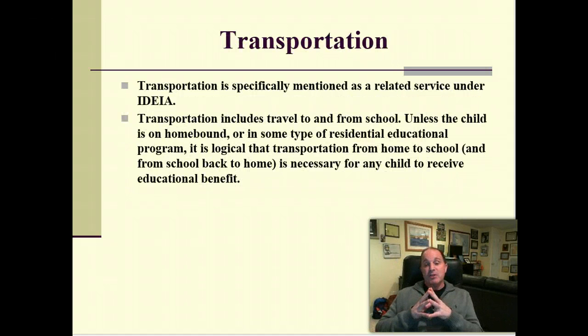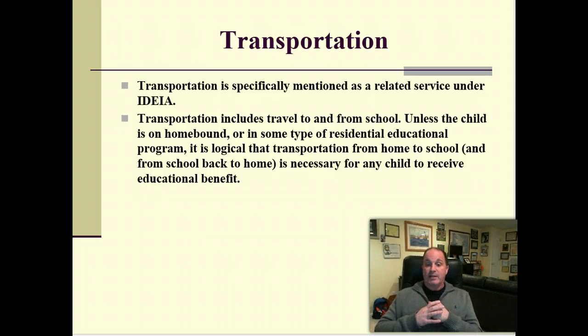And the first related service we're going to discuss is transportation. Transportation is specifically mentioned as a related service under the federal law. Transportation includes travel to and from school. And unless the child is on homebound or in some type of residential educational program, then it's logical that transportation from home to school and from school back to home is necessary for any child to receive educational benefit.